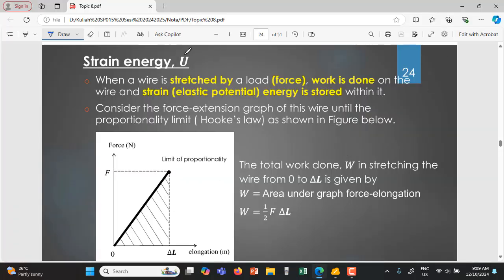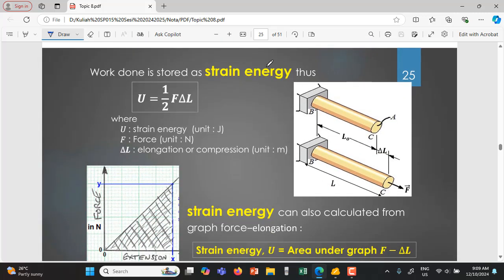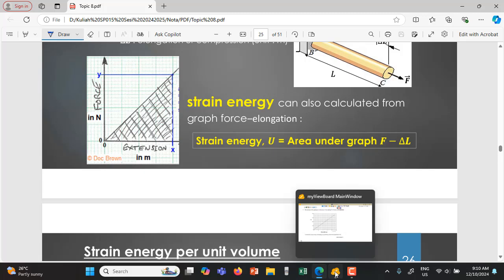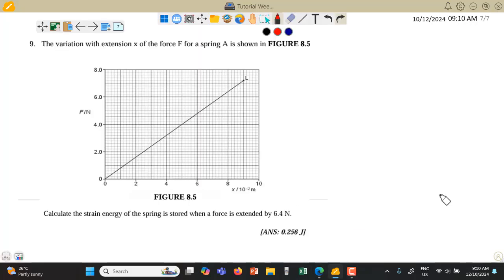So class, if you refer to the concept we learned in lectures, when a wire is stretched by a force F, work is done on the wire and it will be stored within the wire in the form of strain energy. This strain energy can be calculated by using the equation U equals half multiplied by force multiplied by the elongation of the wire. Or we might also calculate the strain energy from the graph of force against elongation or extension, whereby the strain energy will be equal to the area under the graph. So we are going to use this concept to solve question 9.